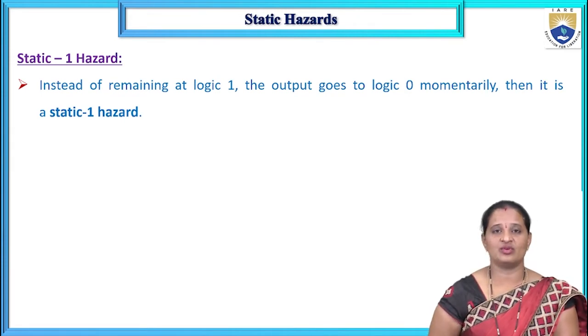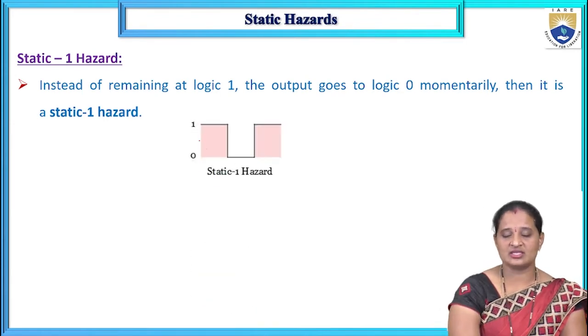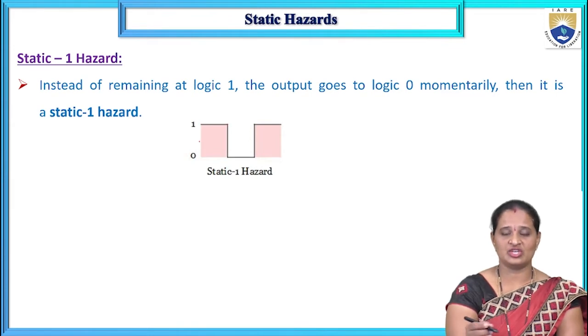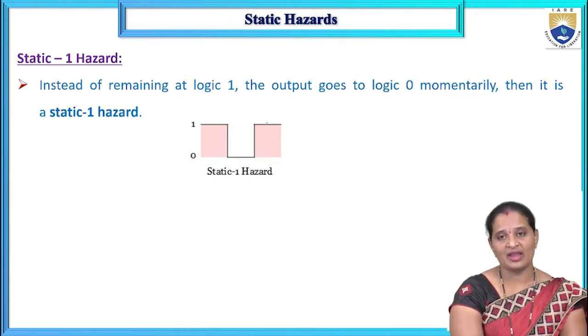Let me explain that with a diagram, that is, a timing waveform. Here this is the waveform. Actually the output is 1, but due to the change in the input, it has to remain at 1 itself.